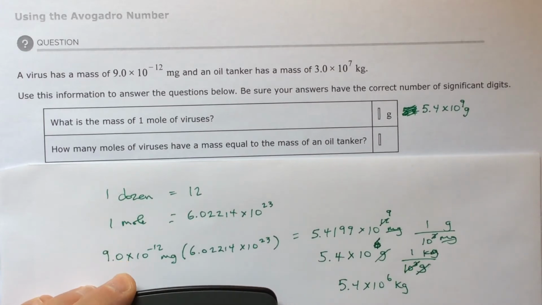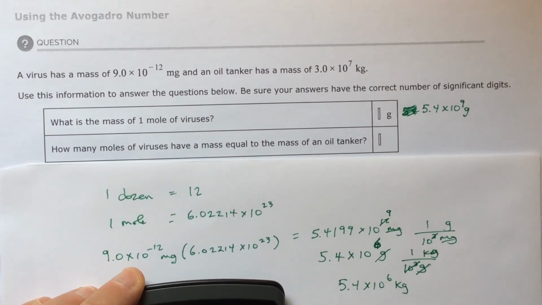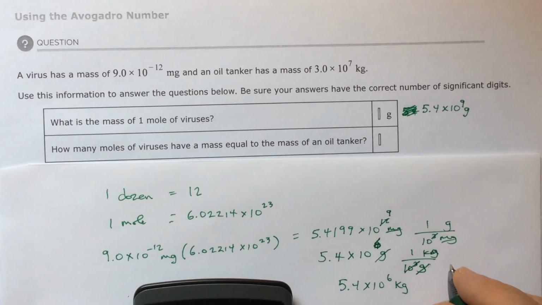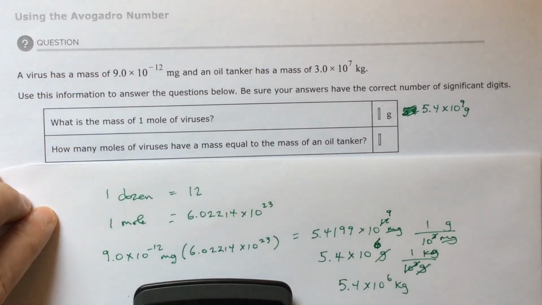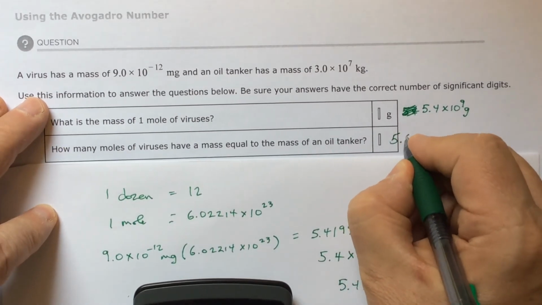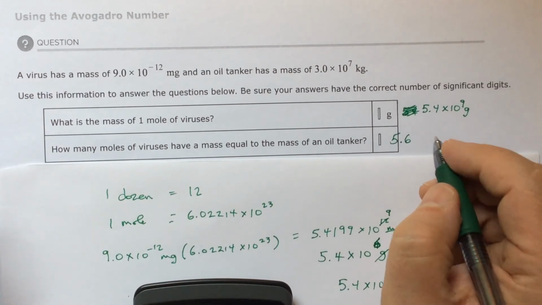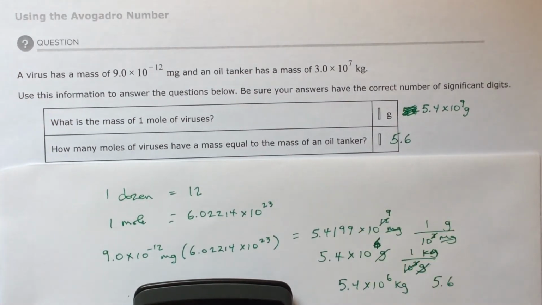All right, so we're going to say that the tanker weighs 3 times 10 to the 7 kilograms, and I'm going to divide the number of moles of viruses into it, divided by 5.4 times 10 to the 6 kilograms. And I'm going to have 5.55. I'm going to round to 2 significant digits because I've been given 2 significant digits. So that's going to be 5.6. And that would be how many moles of viruses would fill the same mass as an oil tanker. 5.6 moles.